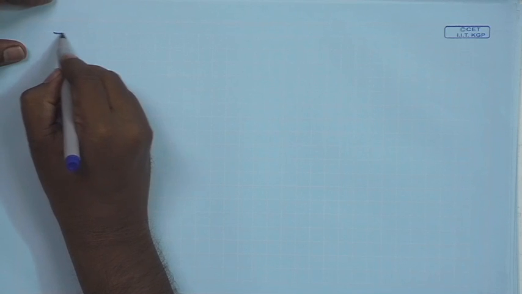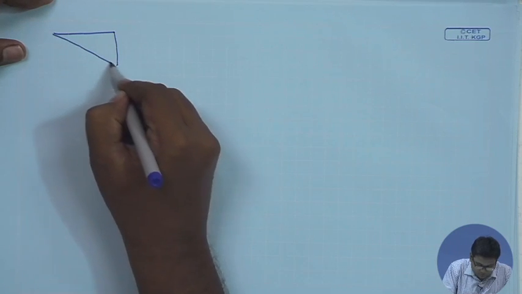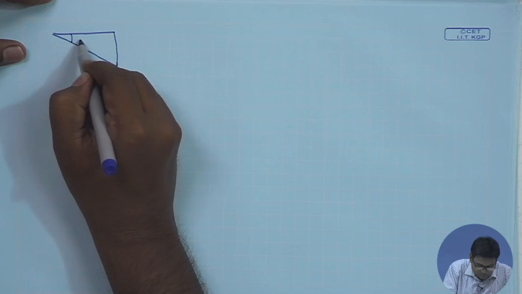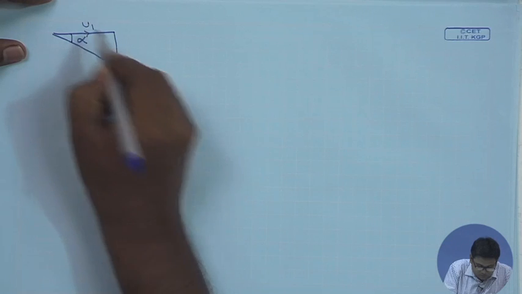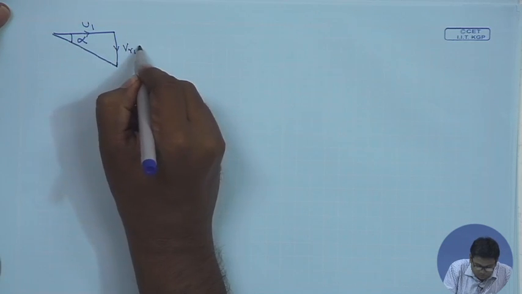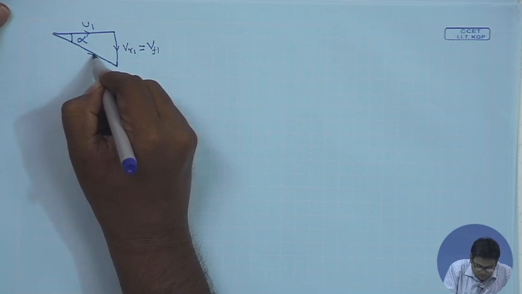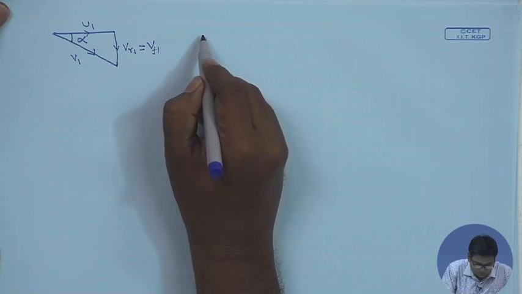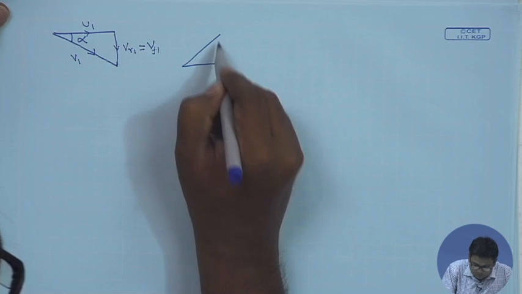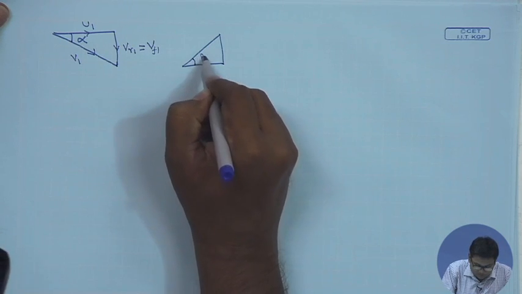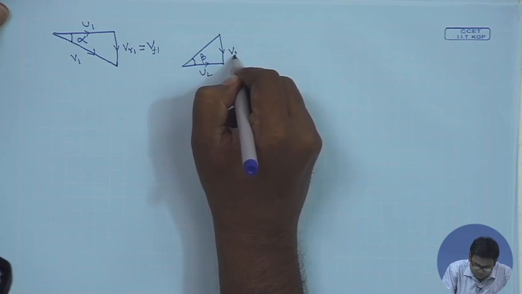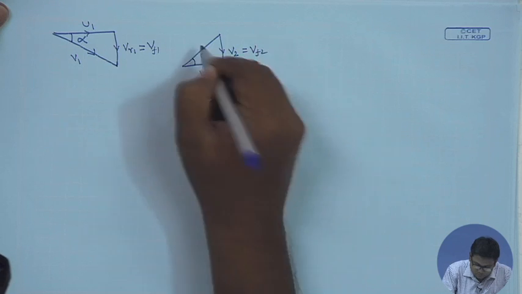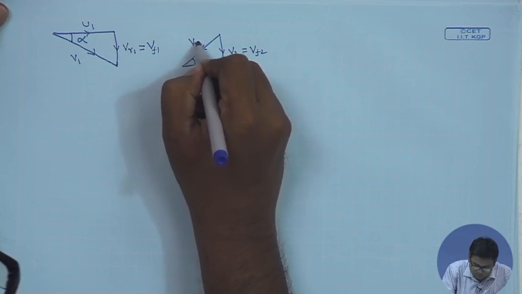So, let us first draw once more the inlet velocity triangle. So, this is given as alpha, which is the inlet vane angle. This is U 1, this is V R 1, which is also equal to V F 1, and this is V 1. The outlet velocity triangle is like this. This angle is beta. This is U 2, this is V 2 which is equal to V F 2, and this is V R 2.